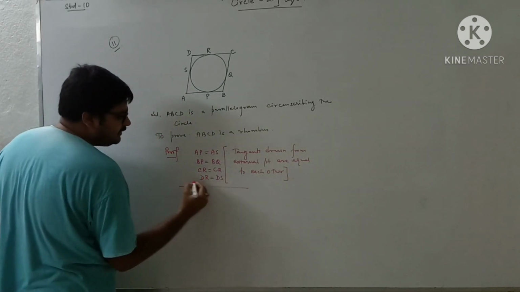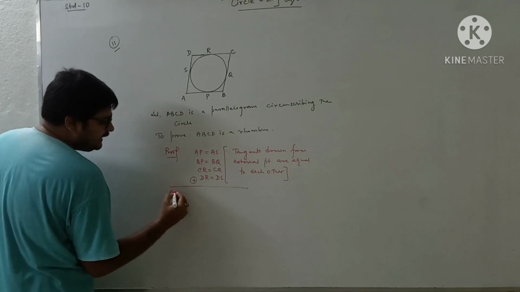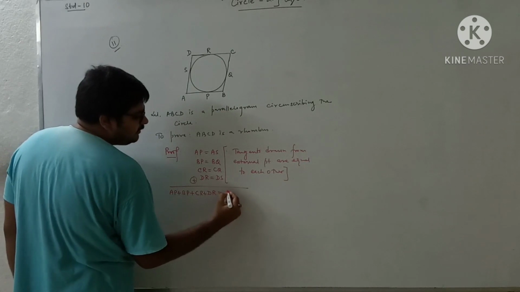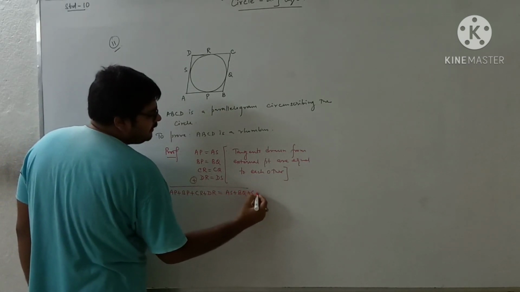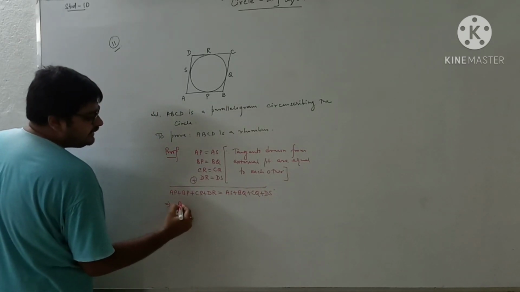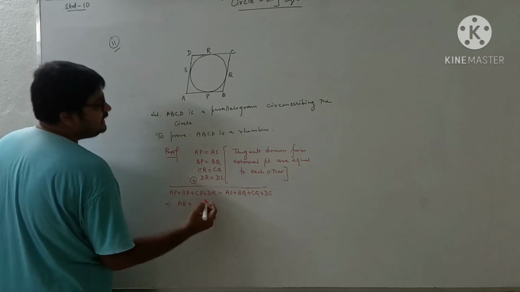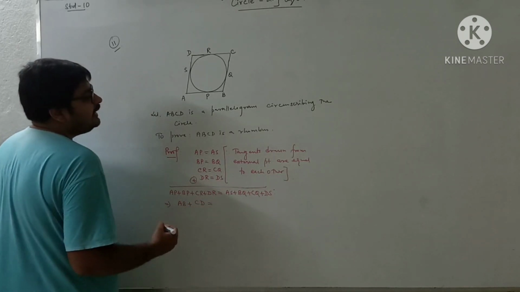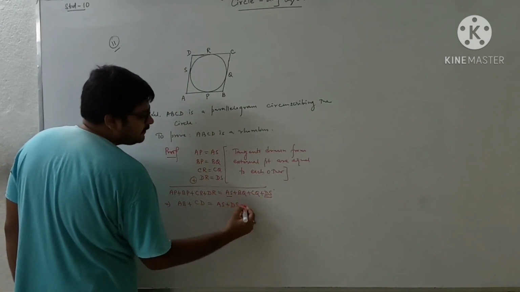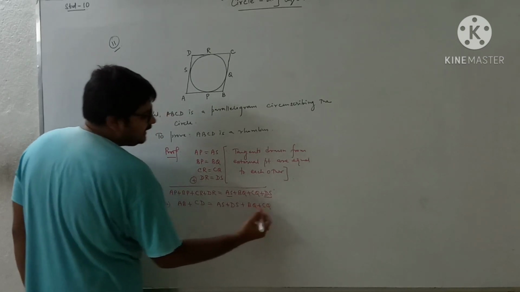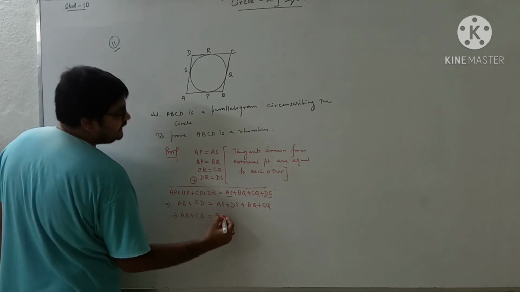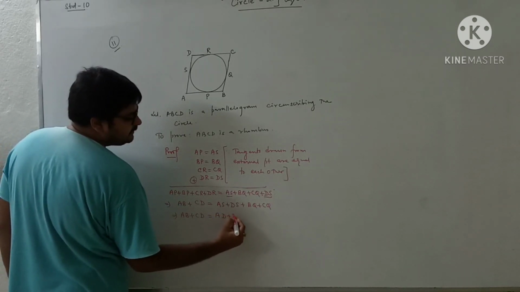Now we are adding this all. So on the left side what we will get? AP plus BP plus CR plus DR, and on the right side we will get AS plus BQ plus CQ plus DS. AP plus BP means we can write AB, CR plus DR means we can write CD, AS plus DS we can write together to get AD, and BQ plus CQ we can write BC in the next line. So we are getting AB plus CD equal to AD plus BC.